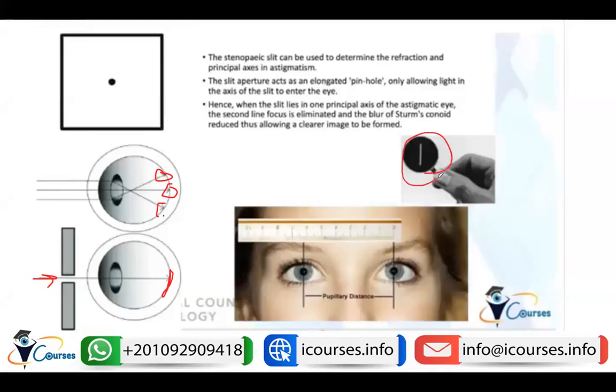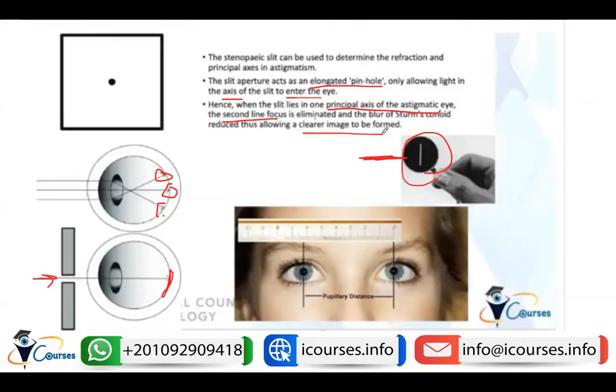Here, this is the stenopic slit, and the stenopic slit is used to determine the principal axis of astigmatism, as it acts as an elongated pinhole, allowing the light in the axis of the slit only to enter the eye. So let's say, for example, that when the slit lies in one principal axis of the astigmatic eye, the second line focus is eliminated. So here, if the patient has 90 degrees, the horizontal line is eliminated. When the horizontal line is eliminated, a clear image will be produced.